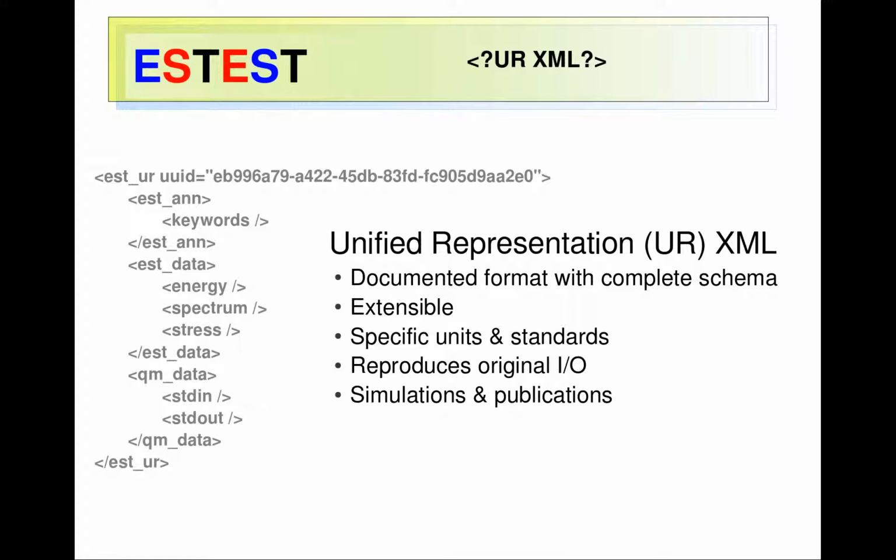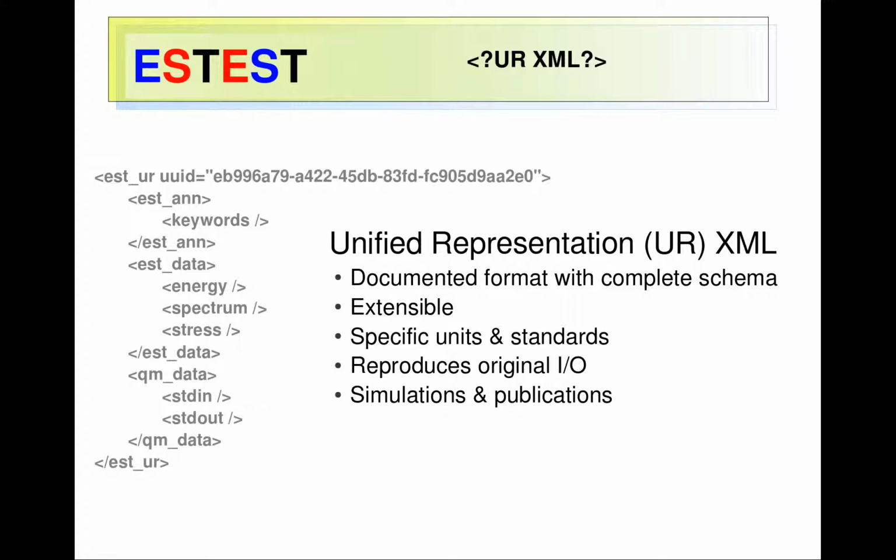In terms of the document itself, it's completely extensible to represent new kinds of information from the science that we would like to represent from the simulation. It also gives us very specific units and standards defined for all these information elements. So for example, energy will be given in units of Hartree, and coordinates will be typically given in Bohr. It also reproduces the original I/O in its entirety, and it represents both simulations and publications.